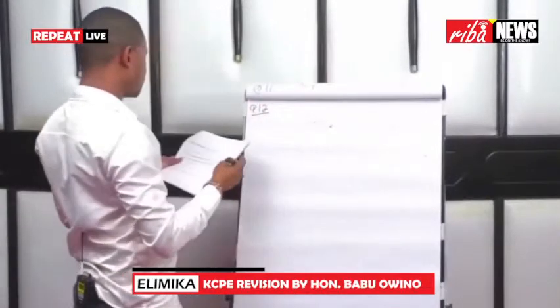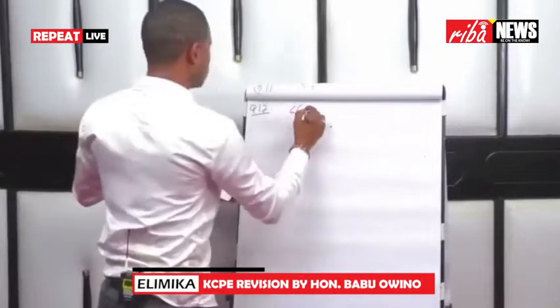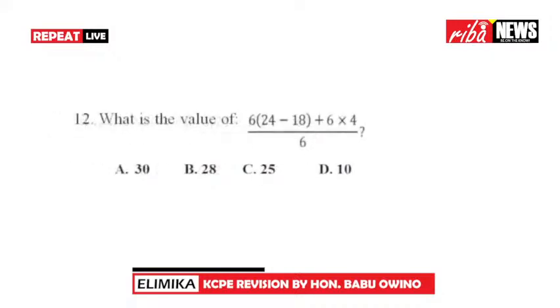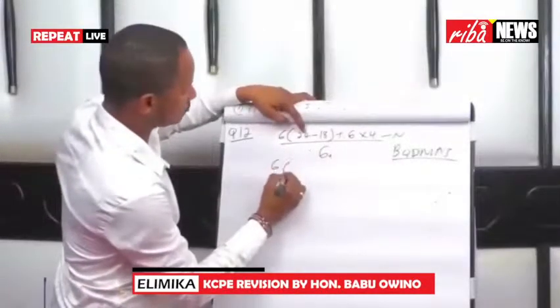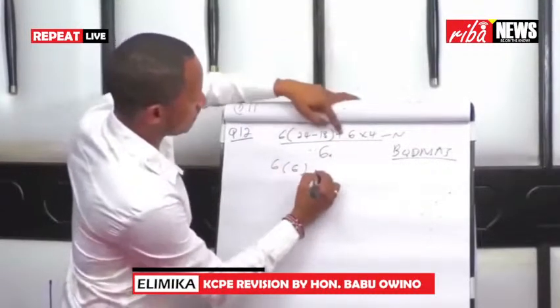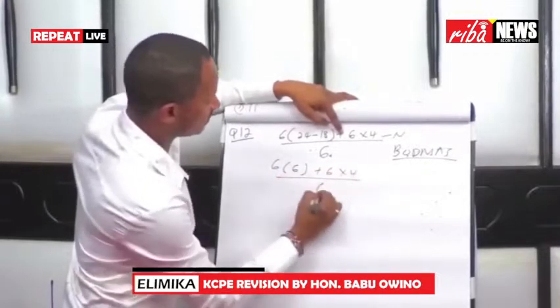Question 12. What is the value of 6 into 24 minus 18 plus 6 times 4 divided by 6? BODMAS. These questions on BODMAS, they will come, so many. So start, remember this is covering everything. So you start with the numerator, bracket, solve bracket, that is 6 into 24 minus 18. We solve what is in the bracket, is 6, plus 6 times 4 divided by 6.